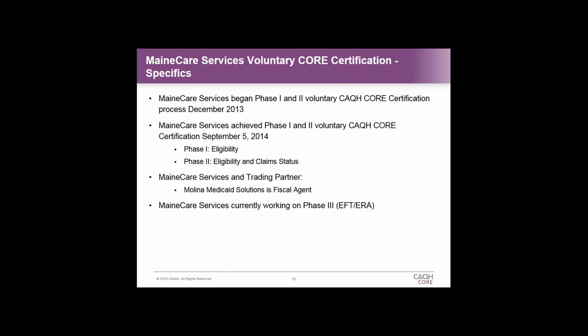As an introduction to our next speaker, MaineCare, I would like to highlight their relationship with CAQH CORE. In December 2013, MaineCare began to pursue voluntary core certification for phases 1 and 2, and later achieved core certification on those phases in September 2014. To achieve core certification, MaineCare worked closely with their fiscal agent, Molina Medicaid Solutions, to implement the CAQH CORE operating rules. Likewise, if your state Medicaid agency is interested in pursuing core certification, you may contact your fiscal agent.